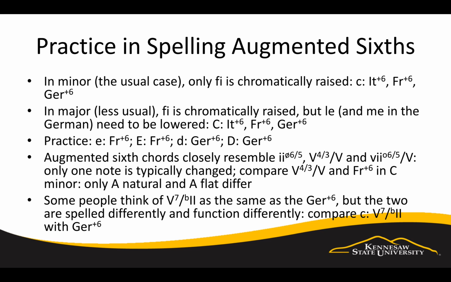Please look at the 4th bulleted point now. Augmented 6 chords closely resemble 2 half diminished 6/5, 5/4/3 of 5, and 7 fully diminished 7 in 6/5 inversion of 5. With all these cases, or most of them, only 1 note is typically changed. Compare, for instance, 5/4/3 of 5 and French augmented 6 in C minor. Only A natural and A flat differ.